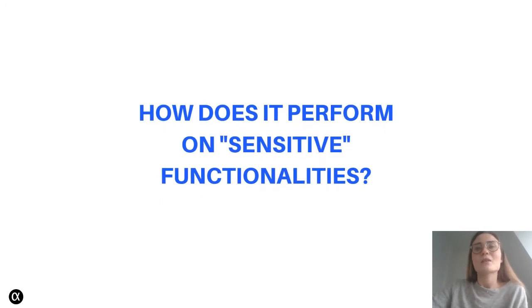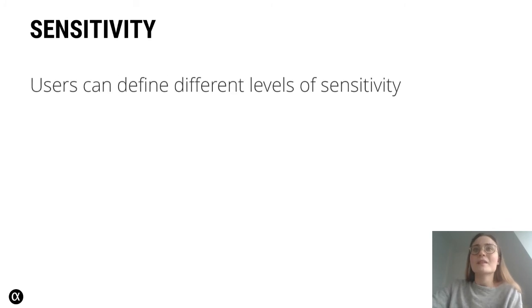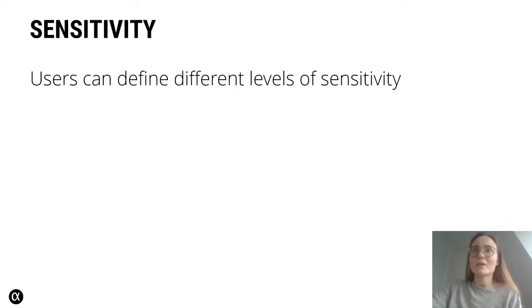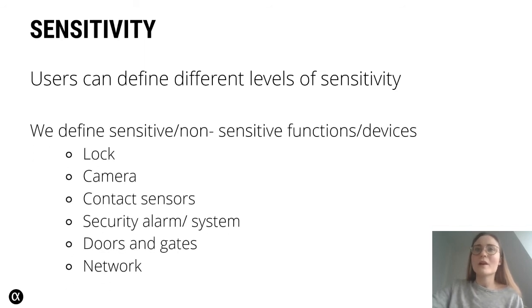In practice, you would define a set of traits that you find sensitive so you can then apply the policy. And so it is interesting to see how well our models perform on security-related classes. Here we define sensitive traits and devices based on the functionalities for which Google Home documentation recommends second factor authentication. So devices such as lock, camera, contact sensors, security system, doors, gates, as well as all network-related functionalities are all marked sensitive. And we evaluate our smallest model, MobileBERT Quant, on that task.